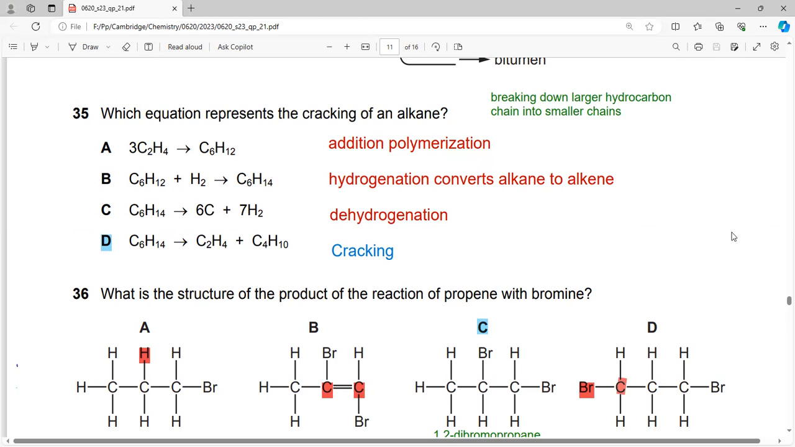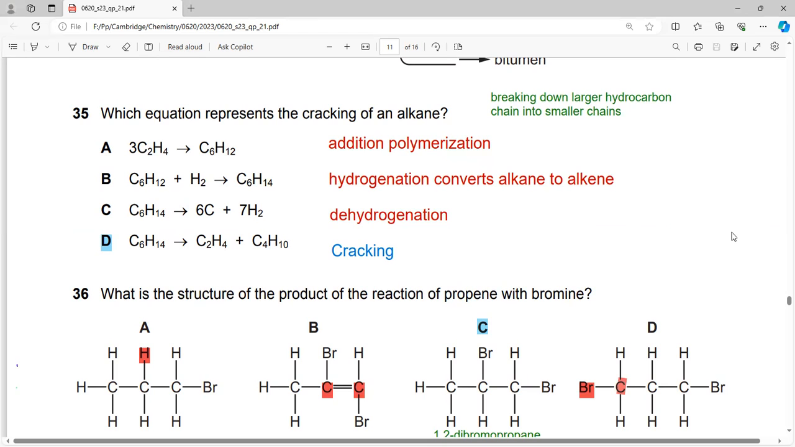We're going to check that, for example, in option A. We have 3 ethene molecules, and they are converting into a hexane. This means the alkene is converting into the alkane by an addition polymerization reaction. It is not cracking.